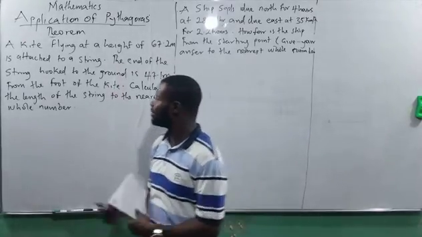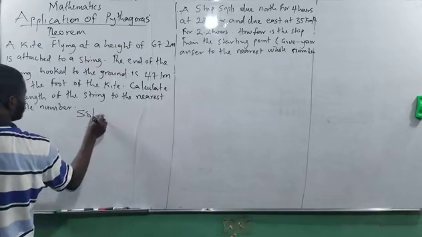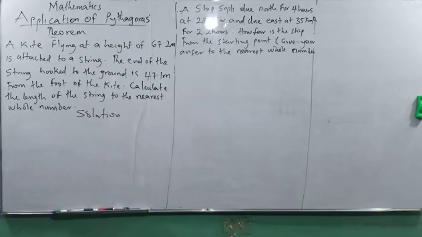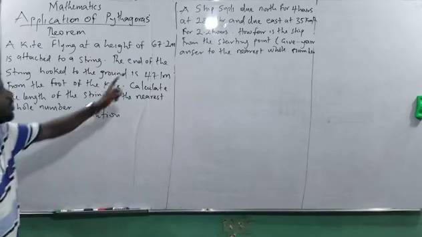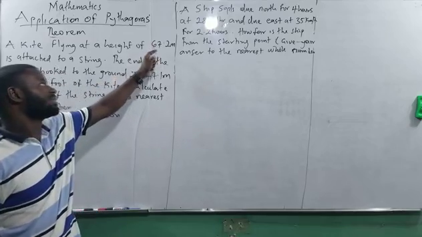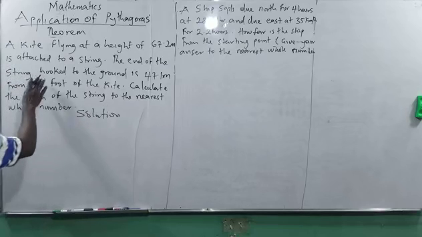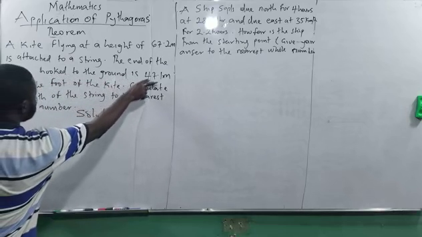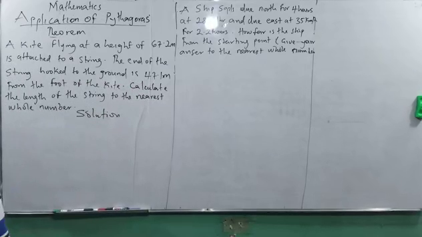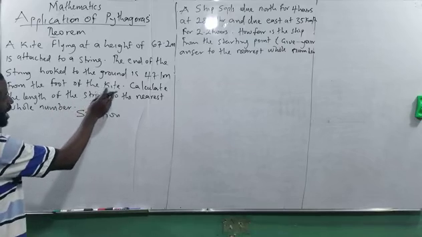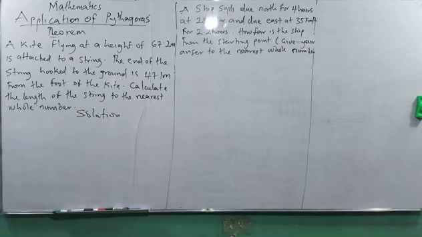I have the first question and second question, which are going to be the last set of questions for this application of Pythagoras theorem. The first one is talking about kites. A kite flying at a height of 67.2 meters is attached to a string. The end of the string hooked to the ground is 47.1 meters from the foot of the kite. Calculate the length of the string to the nearest whole number.